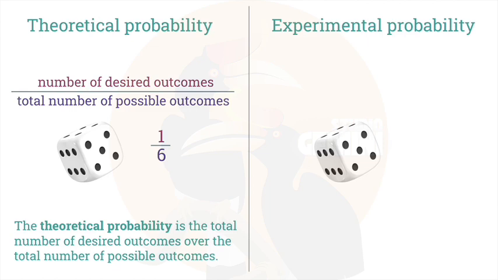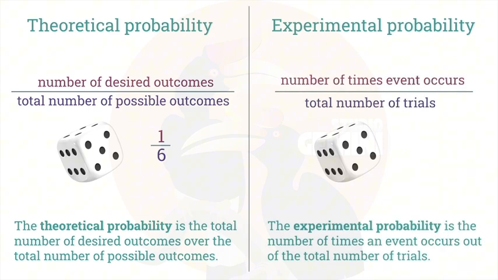But what about the trick die? Since it's not a fair die, we don't know how to calculate the probability. But we can use experimental probability to help us here. Experimental probability is based on the results of an experiment where you test probability. It's given by the number of times an event occurs out of the total number of trials.